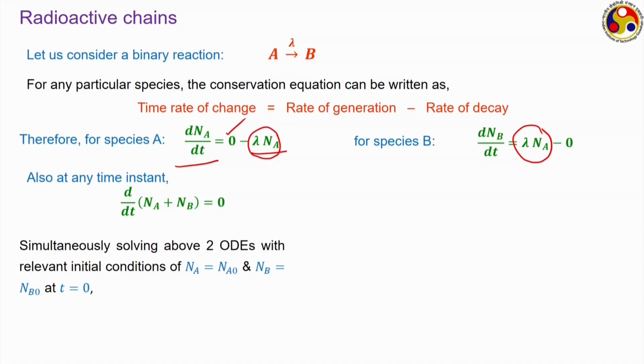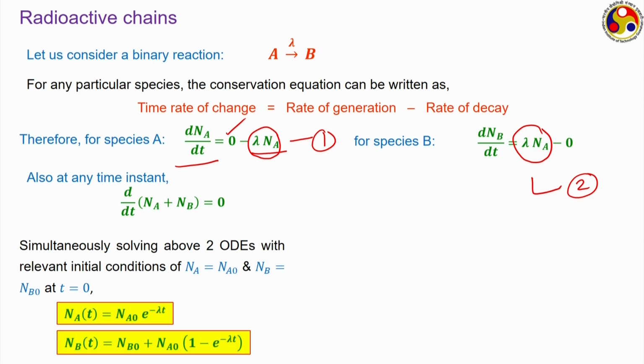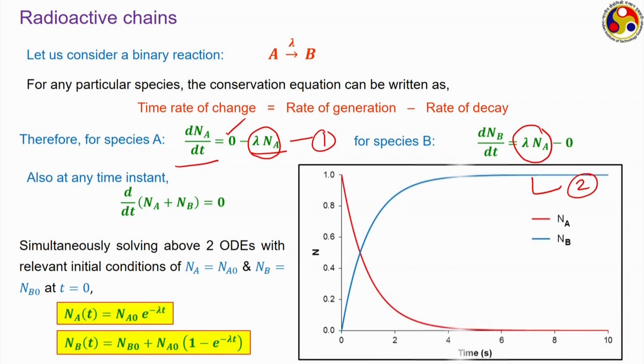Now, we have two ordinary differential equations. This is our equation number 1 and this is our equation number 2, and we need to solve them using two initial conditions. Here our conditions are N_A equal to N_A0 and N_B equal to N_B0 at time t equal to 0. Putting that and also taking into consideration the condition of d/dt of (N_A plus N_B) equal to 0, we get these as the final solution, where N_A follows the exponential relationship as usual, whereas N_B is also having a modified kind of exponential form, and this can be a graphical representation of whatever we are talking about earlier.